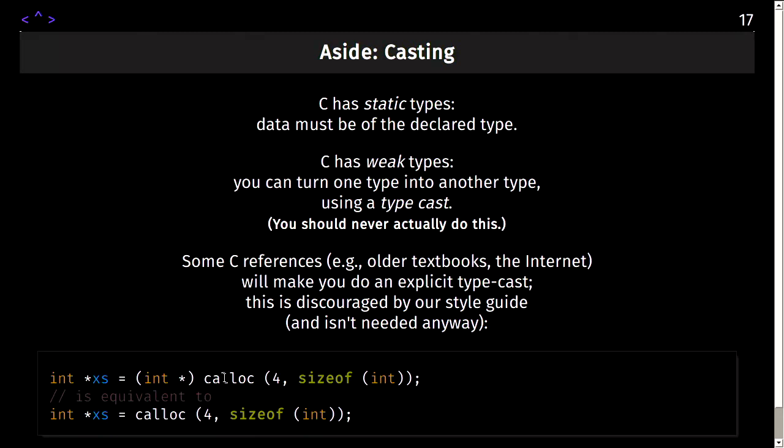C is a language that has enough types to be able to let you make statements like this. I can request a reference to a selection of integers. I can request 4 integers. Which begs the question, how do I access them? How do I deal with these 4 integers?